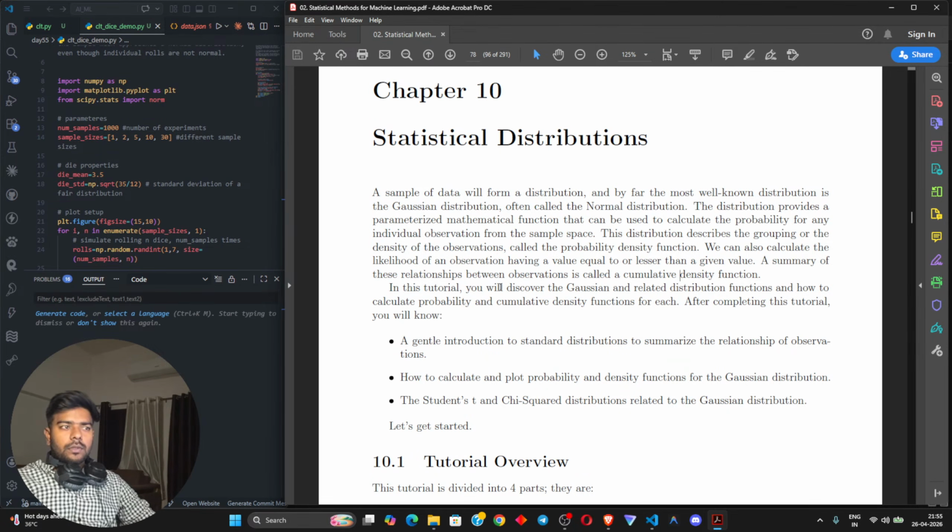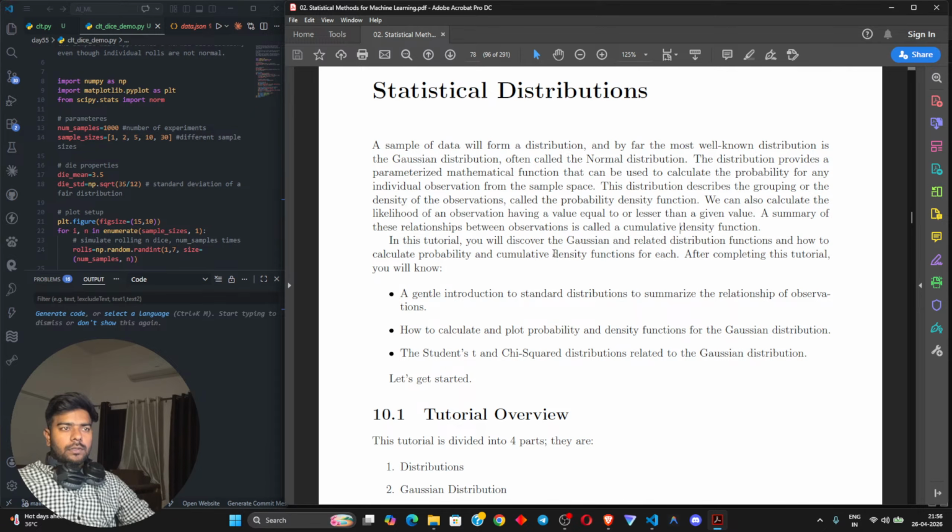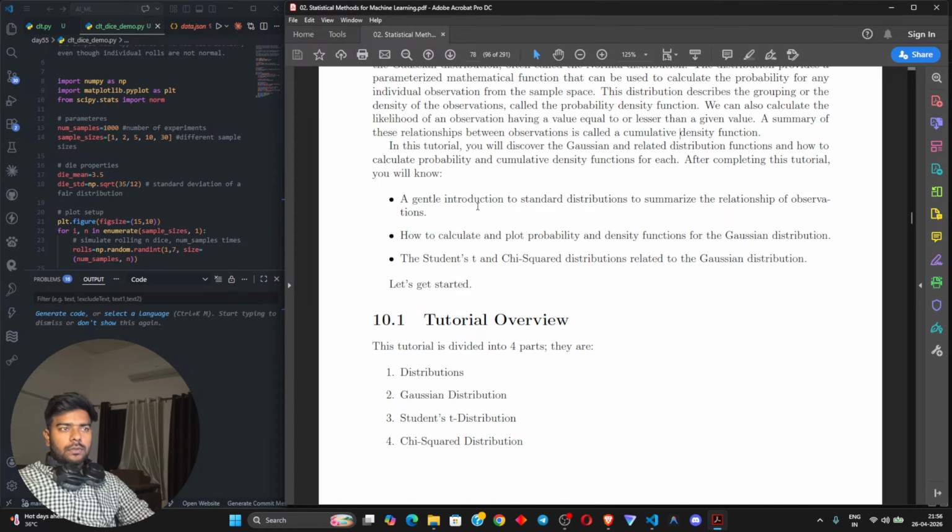We can also calculate the likelihood of an observation having a value equal to or lesser than the given value. A summary of these relationships between observations is called the cumulative distribution function. In this tutorial, we will discover the Gaussian and related distribution functions and how to calculate the probability and probability density functions. After completion of this tutorial, we will know the relationship between observations, and how to calculate the probability and density.